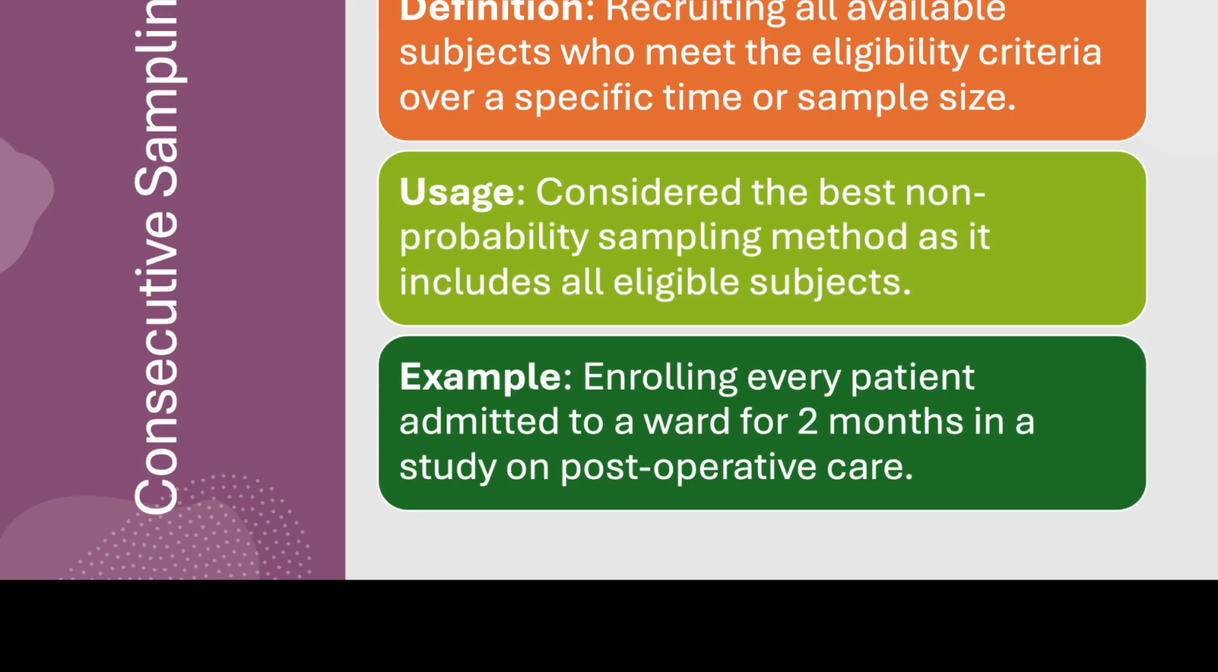Consecutive sampling has something to do with recruiting all available subjects who meet the eligibility criteria, particularly the inclusion criteria, over a specific time or sample size. For example, part of the inclusion is those who are currently employed in the hospital, and the number of years of service is not being considered. Anyone can join. So those who are employed in the hospital have a chance of being considered.